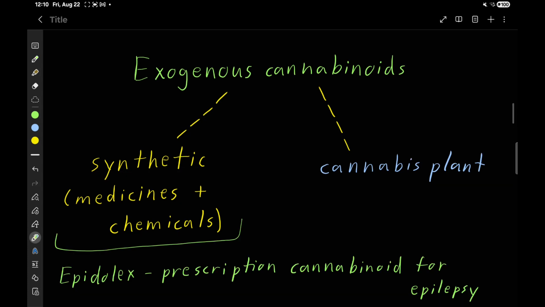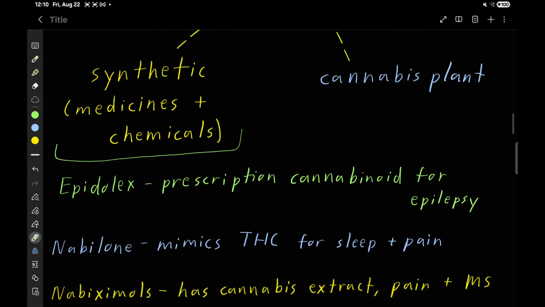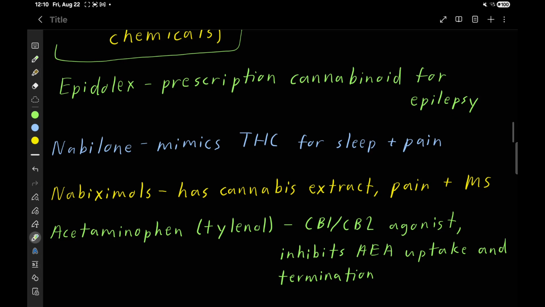So as we said, synthetic exogenous cannabinoids found in medicines and chemicals can also interact with the body's endocannabinoid system to produce various effects and responses. So Epidiolex is a prescription cannabinoid medication to help treat epilepsy. Nabilone, it mimics THC for sleep and pain relief. Nabiximols, it has cannabis extract and it helps relieve pain and cure multiple sclerosis.